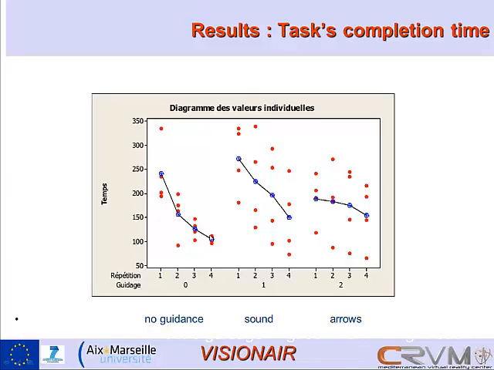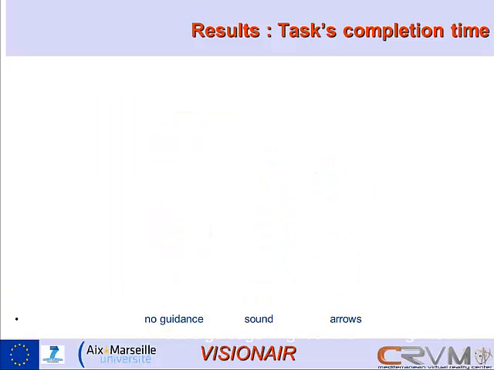What's interesting, and which was not foreseen, is that with sound guidance, the engine sound, or arrows on the ground, you get much more dispersion compared to no guidance situation. And even with arrows on the ground, there's almost, if you take the average here, no learning with repetition. As if the subject was learning quite well the environment here without guidance, and almost not with arrows indicating his way on the ground.